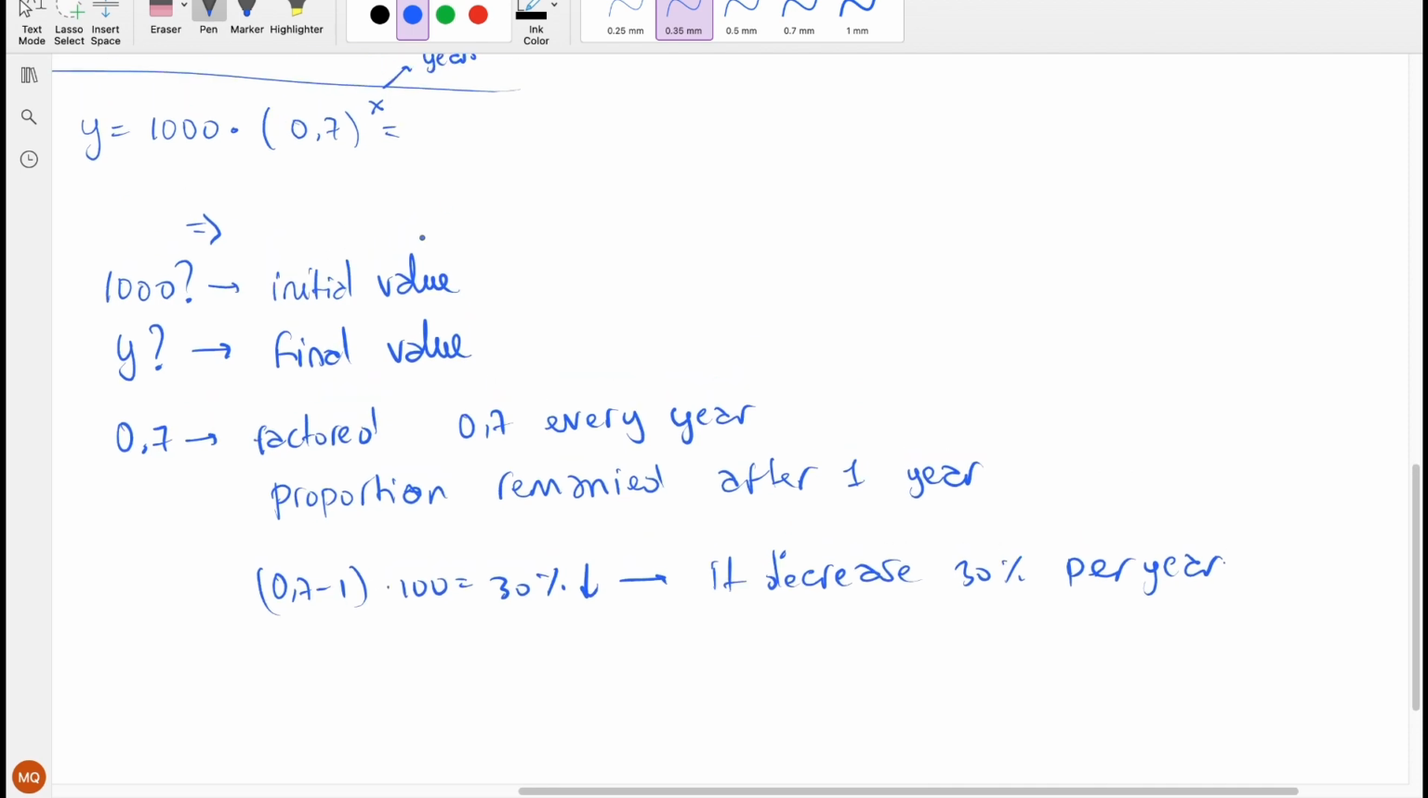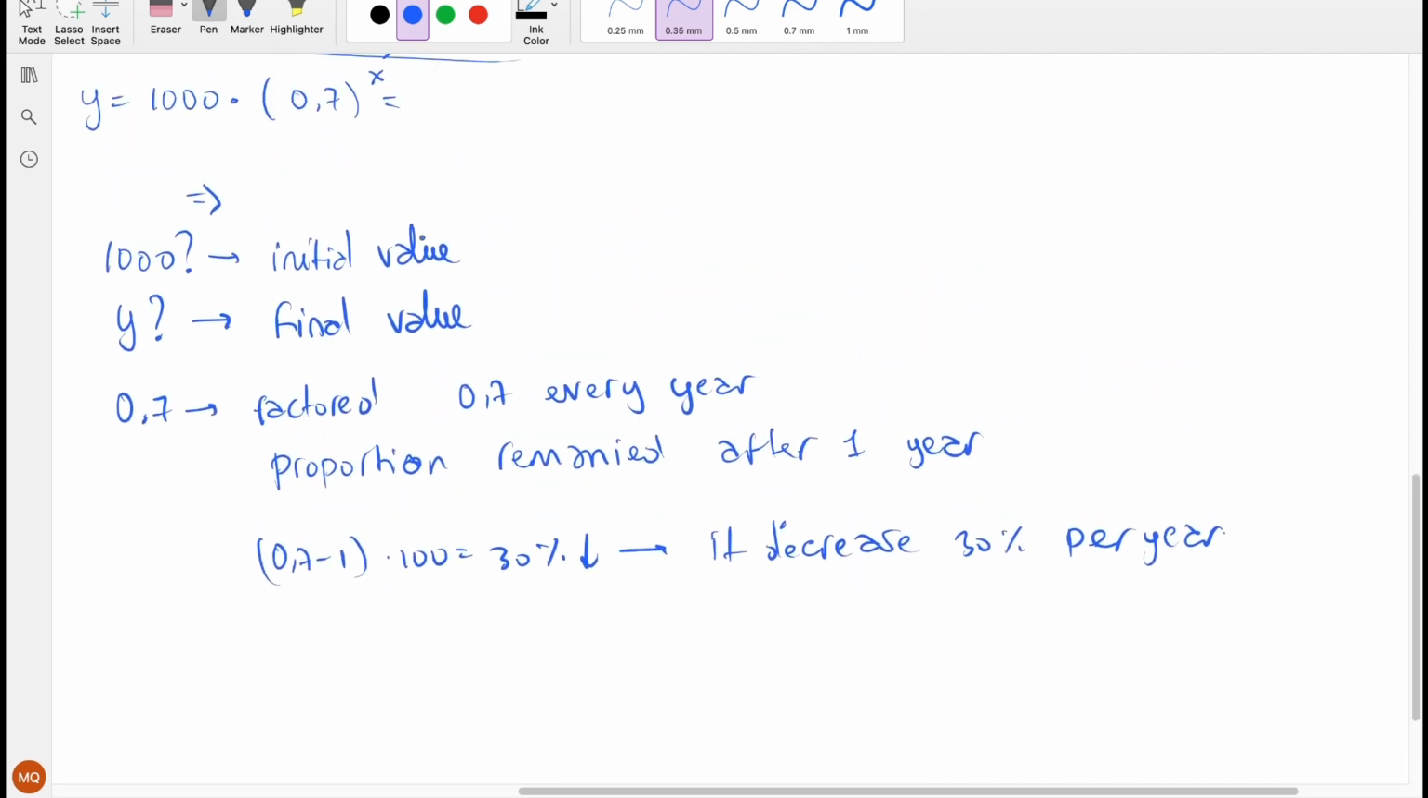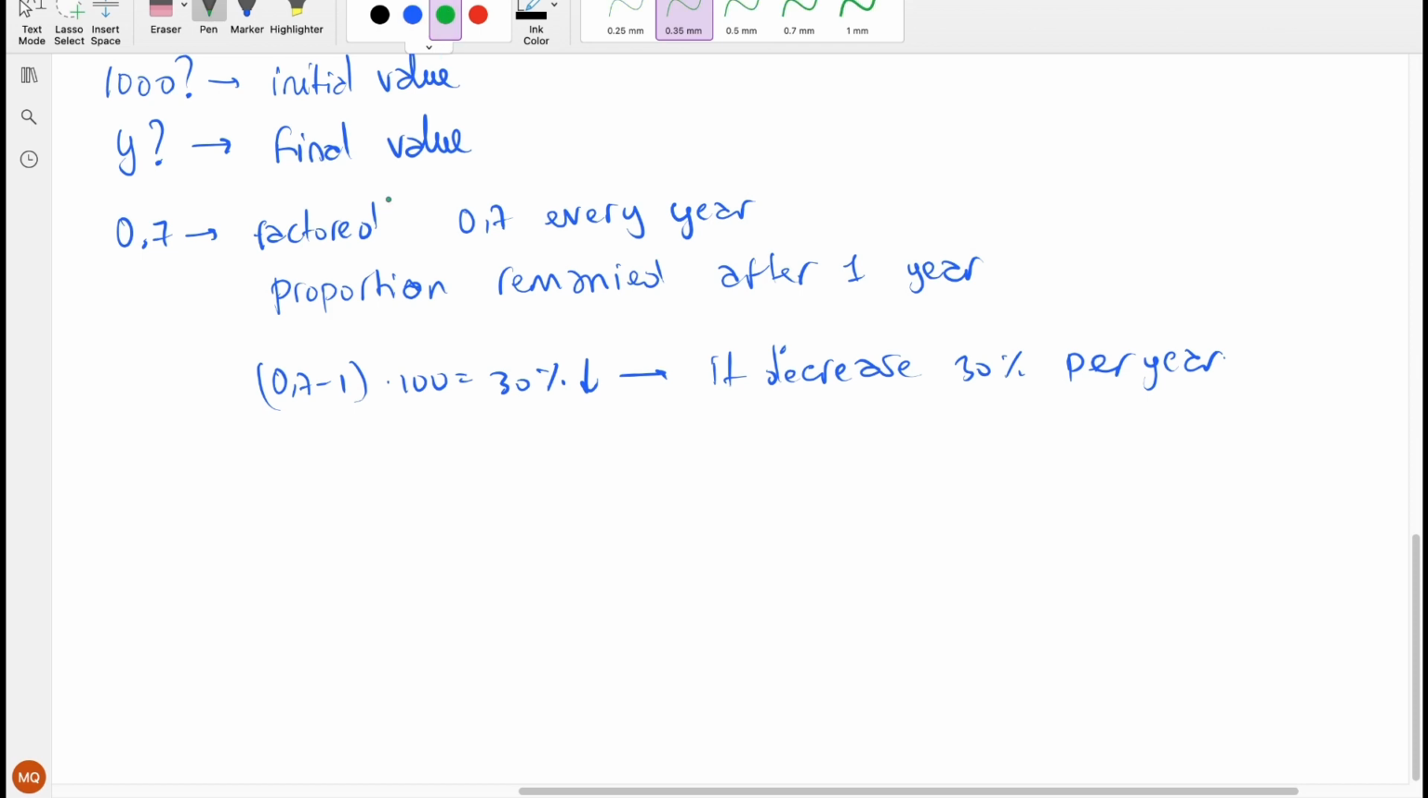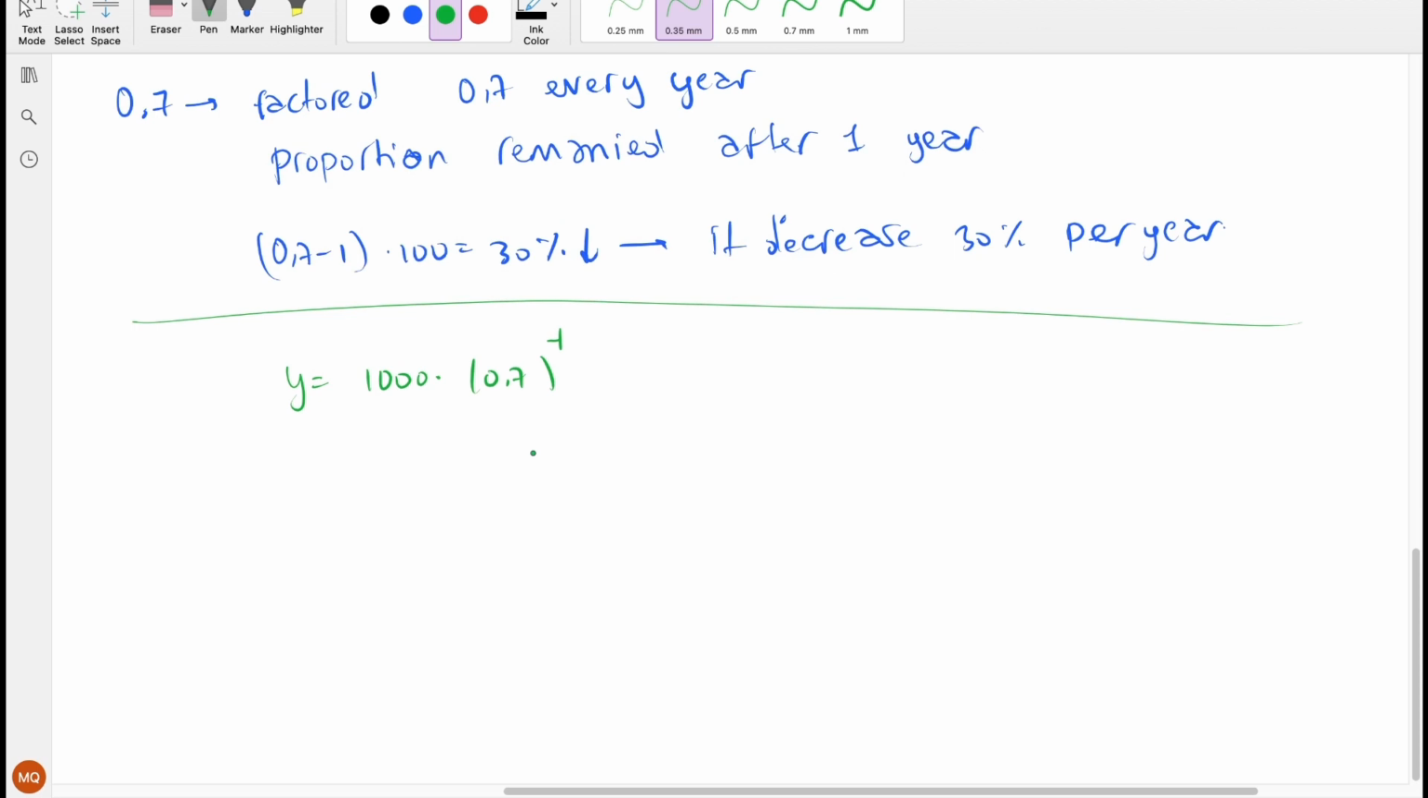Okay, now let's look at x. X is always time related. Let's say y is equal to 1000 multiplied by 0.7 to the t. Or let's write a little bit different equation. Y is equal to 100 multiplied by 2 to the t. Okay, here t is the number of years.